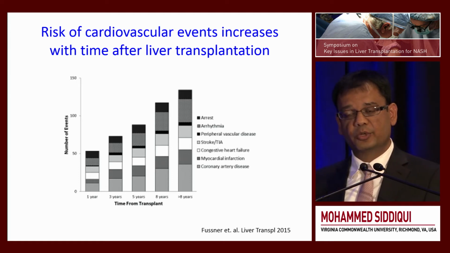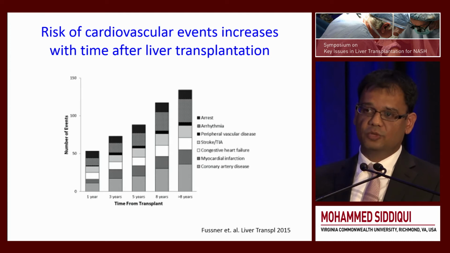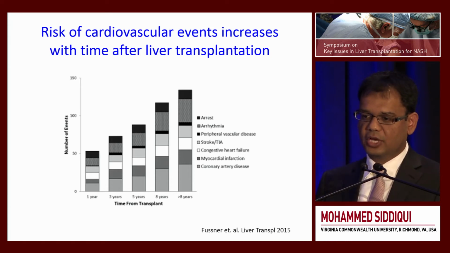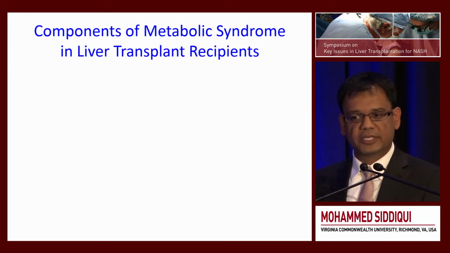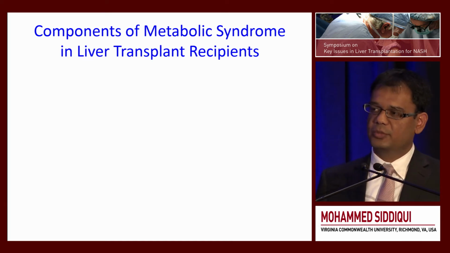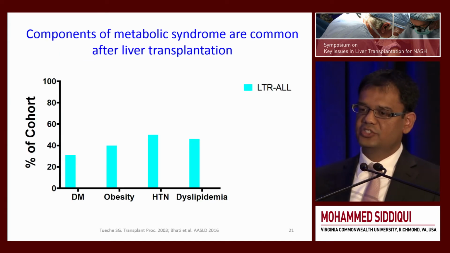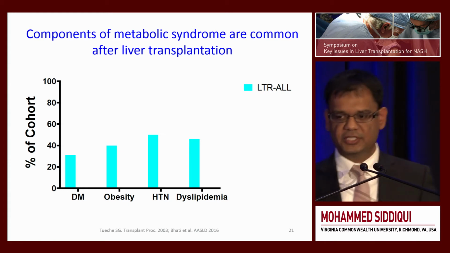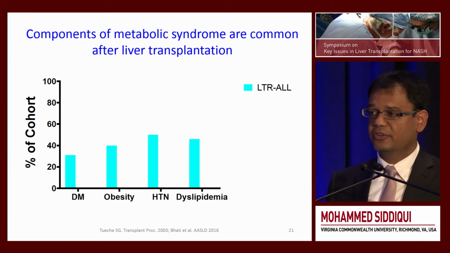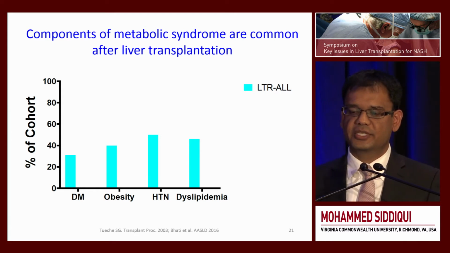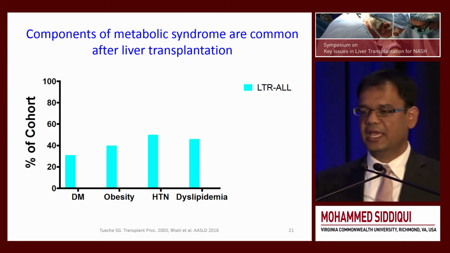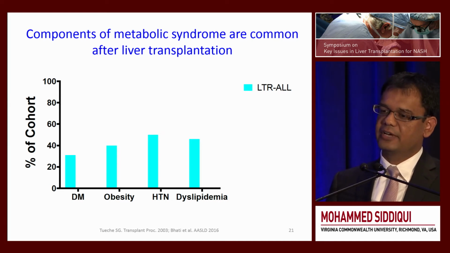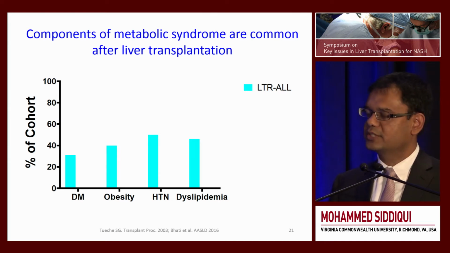Some of these risks could potentially be reduced or minimized, and we'll talk a little bit more about that. So let's focus by talking about components of metabolic syndrome in liver transplant recipients. This slide shows the prevalence in all liver transplant recipients after transplantation. And as you can see, the risk of diabetes is roughly 30 to 40%, obesity is about 50%, hypertension is about 50 to 75%, dyslipidemia is about 40 to 60%.